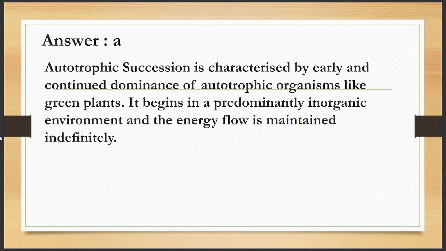So right answer is autotrophic succession. Okay, so autotrophic succession is characterized by early and continued dominance of autotrophic organisms like green plants. Okay, it begins in a predominantly inorganic environment and the energy flow is maintained indefinitely.